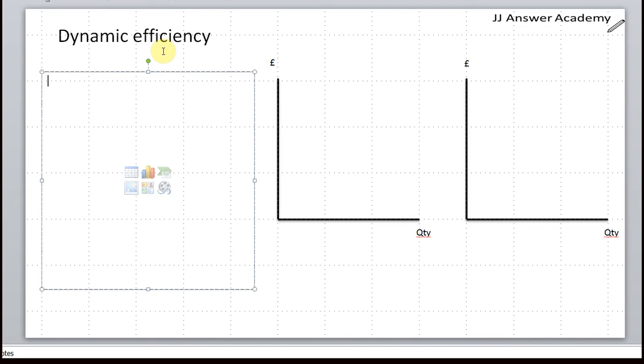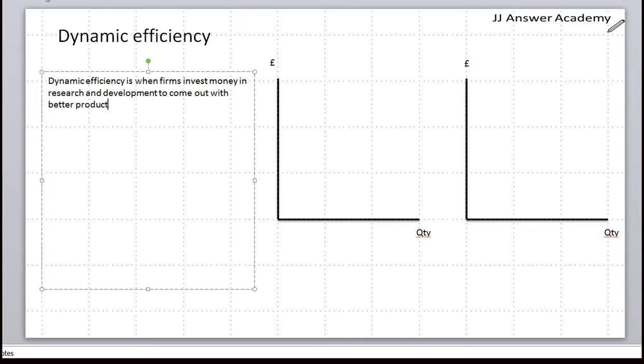So in this video, we're going to learn about dynamic efficiency. Dynamic efficiency is when firms invest money in research and development to come out with better products that will improve our standard of living and also will reduce price in the long run.